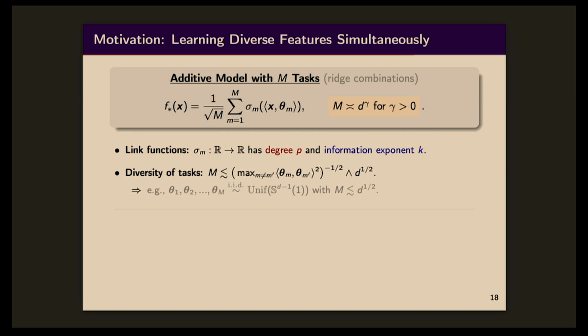Just from this notation, you can see that this is basically a two-layer neural network, where each neuron may have a different nonlinearity, and each neuron points in the direction theta_m. And each neuron, we're going to assume, has degree p and information exponent k, just like before.